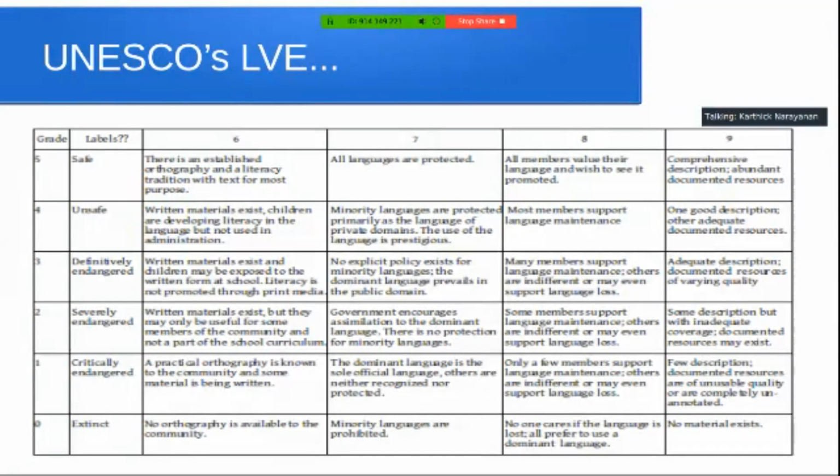The government encourages assimilation into the dominant language. There is no protection for minority languages, and it is indirectly, or rather passively, encouraging assimilation into the dominant language.